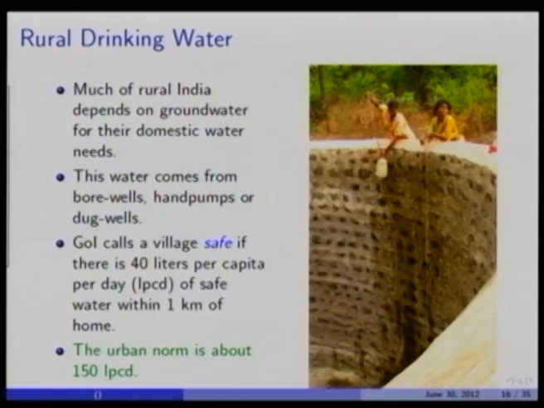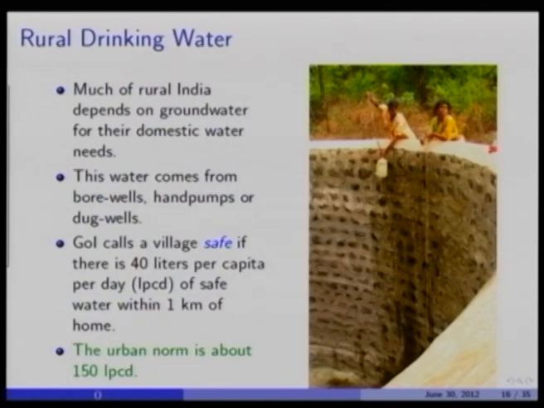So of course we know what rural drinking water is. What's the time? How much time do I have? 5 minutes? 10 minutes. Okay.